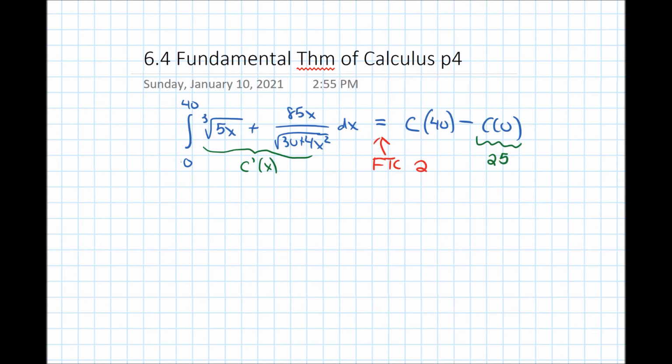So if I'm trying to find c of 40, our goal is we want to find this. We want to get this ultimately. Our strategy is we're going to isolate for c of 40. We're going to figure out what this integral is, and we know what c of 0 is. So at the end, I'm just going to add this 25 to the left-hand side, and that'll give me c of 40. Okay, so now we need to figure out this integral.